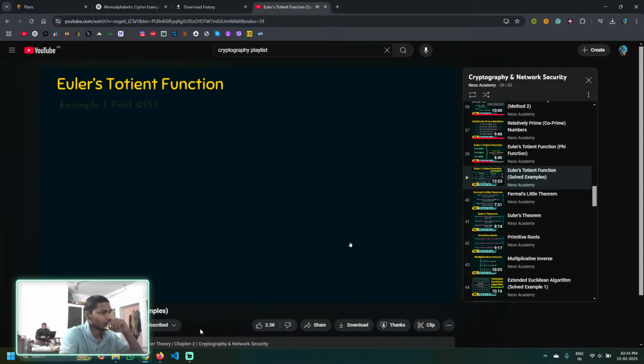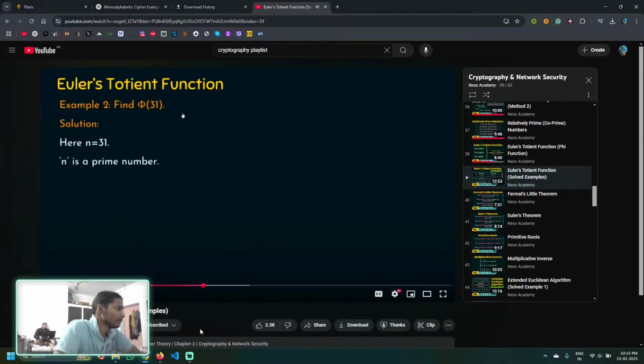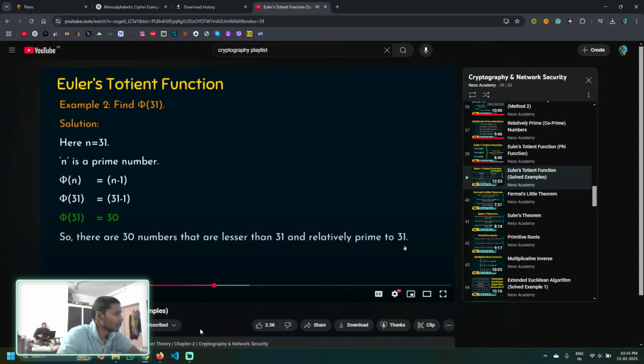In the first example, the question is, find phi of 5. We have already solved this in the previous lecture, but in the previous lecture we did it manually, isn't it? But see here how simply I'm calculating. Here n is equal to 5 because that is what is given in the question. Is n a prime number? Yes. In another example, n is given as 31, so obviously 31 is a prime number. So if the n value is a prime number, we can easily compute phi of n as n minus 1. But what if n is not a prime number? So let's see that kind of example also.